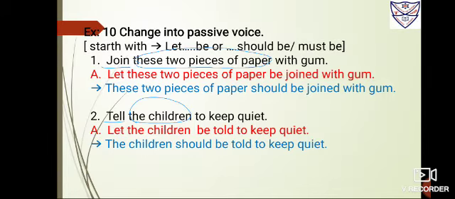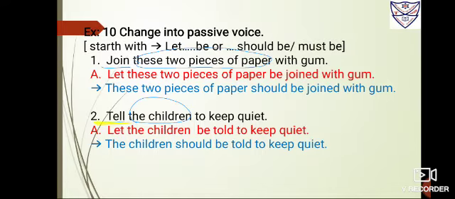By will not be used because it is used with the doer of the action. Okay, and here you don't have the subject. So doer of the action you don't have, so this cannot be used. Now with should be, when you're showing the compulsion, so it becomes these two pieces of paper should be joined with gum.